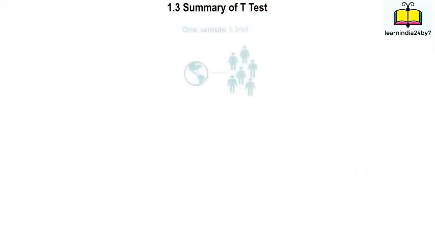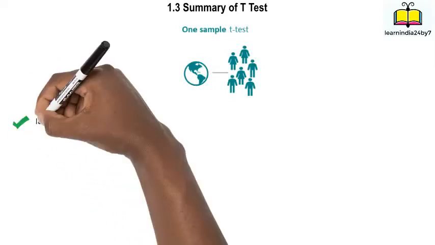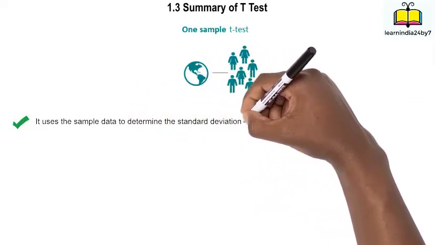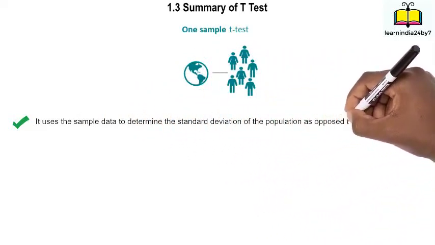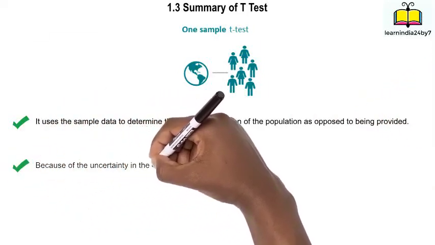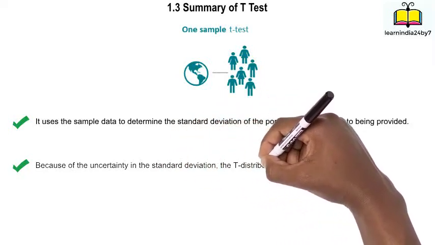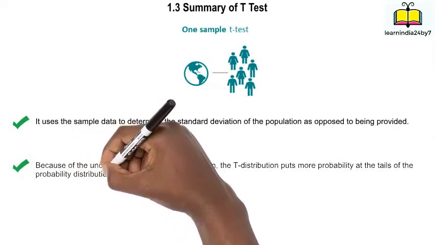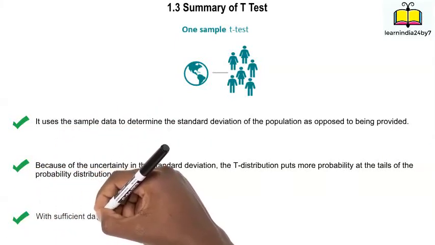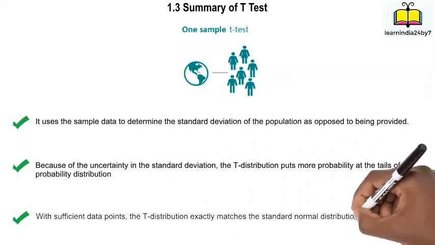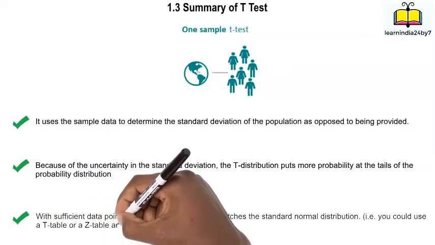So friends, let's summarize the t-test now. The t-test uses the sample data to determine the standard deviation of the population as opposed to being provided. Because of uncertainty in the standard deviation, the t-distribution puts more probability at the tails of the probability distribution. With sufficient data points, the t-distribution exactly matches that of the standard normal distribution.